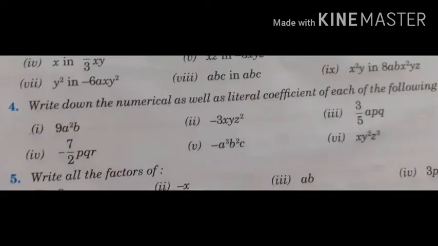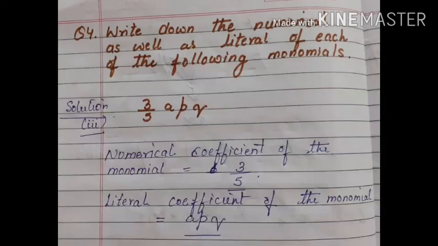Question number 4 is: write down the numeral as well as the literal coefficient of each of the following monomials. I am taking the third part. It is 3 by 5 apq. Here you can see 3 by 5 is the numeral. So the numeral coefficient of the given monomial is 3 by 5, and the literal coefficient of the monomial is apq.